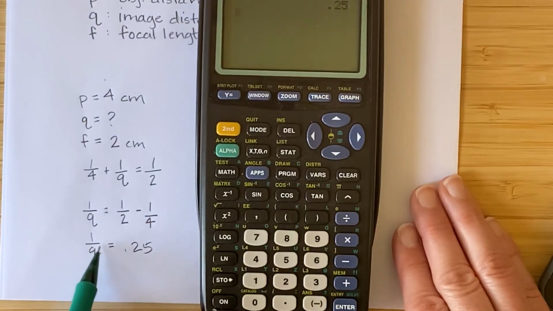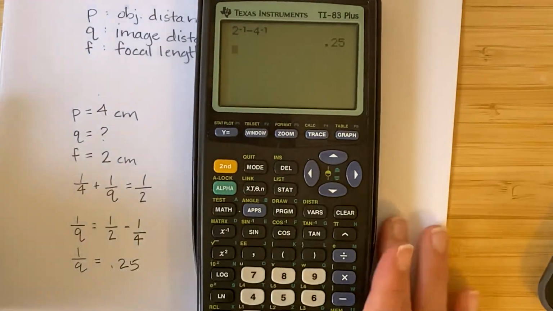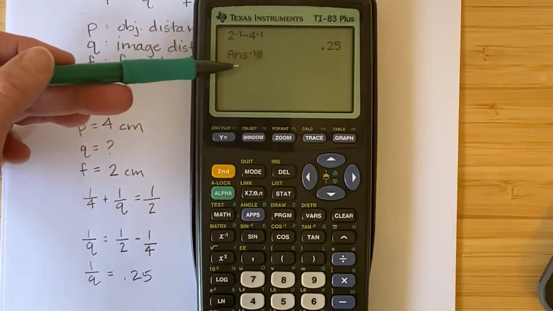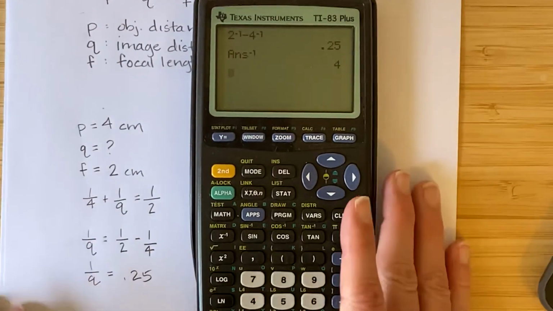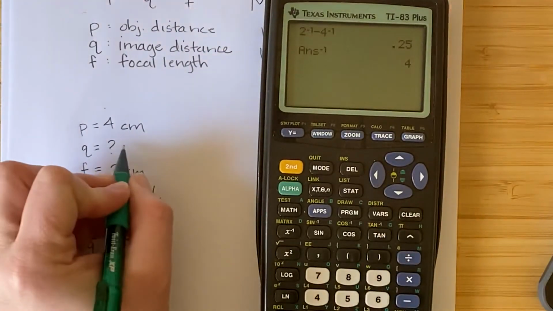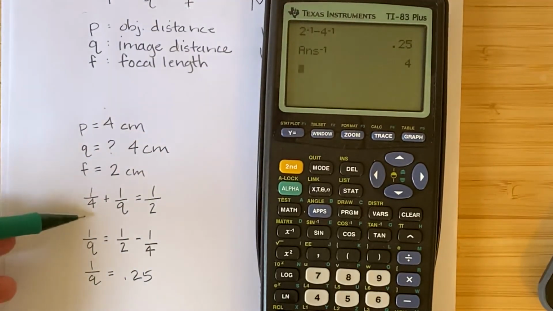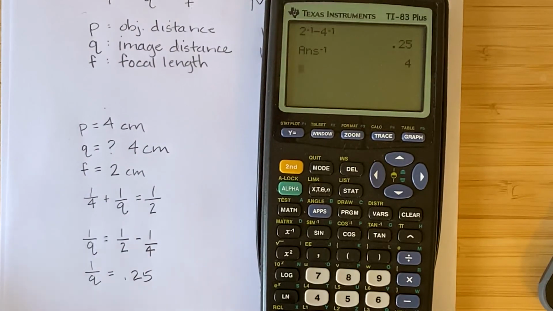But we need to find what Q equals. So in order to do that, it's actually pretty simple. We take this answer that we already have up there, and all you need to do is hit that x to the negative 1, and it gives you your answer to the negative 1. You hit enter, and it gives you 4. So Q equals 4 centimeters. And if we know anything about fractions, we should have been able to solve that anyway. Hopefully that makes using the mirror equation a little bit easier when you are working on your assignment.